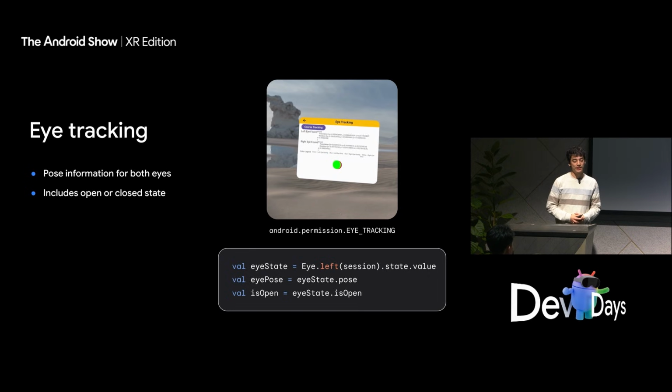And speaking of virtual avatars, we've also introduced eye tracking that provides rotation values for the user's detected eyes on supported devices. This can help you create virtual content that responds to the movement of your user's eyes.